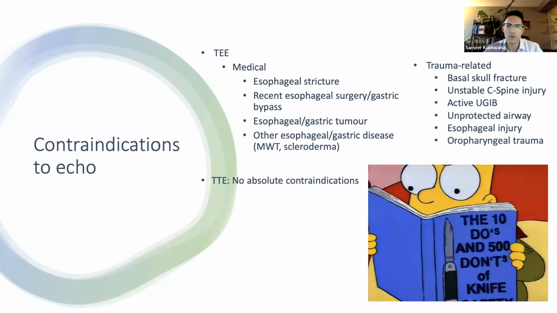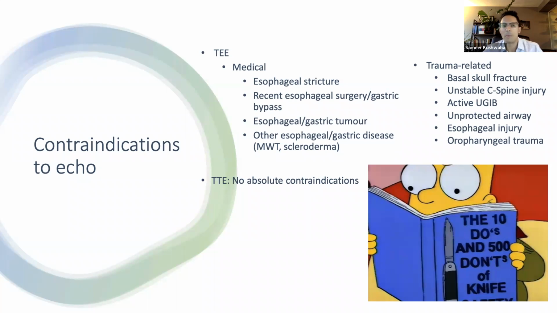So things like esophageal stricture, if somebody is known to have undergone a recent esophageal surgery or gastric bypass, if they're known to have an esophageal or gastric tumor, or if they're known to have some other disease such as a Mallory-Weiss tear or scleroderma that's affected the esophagus.